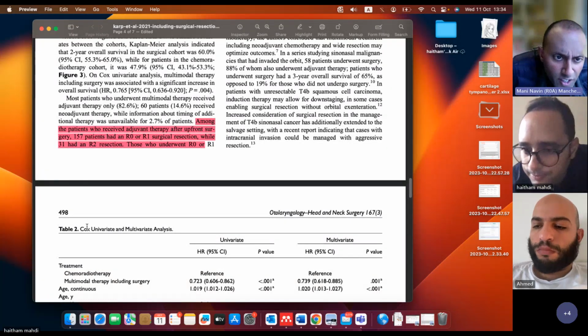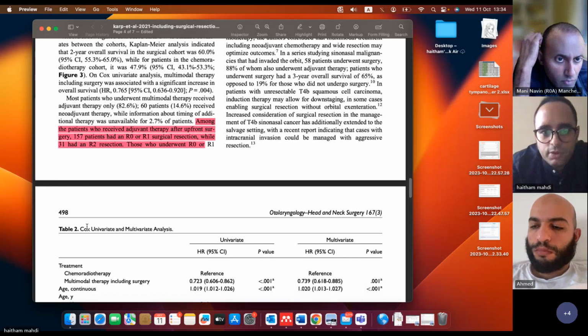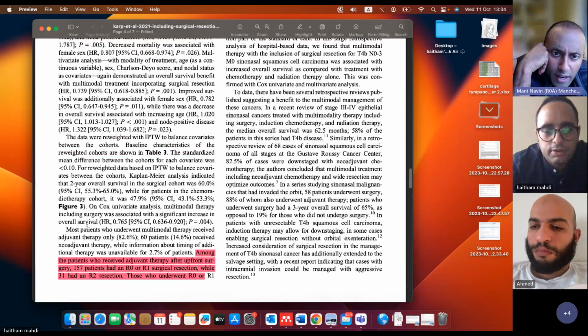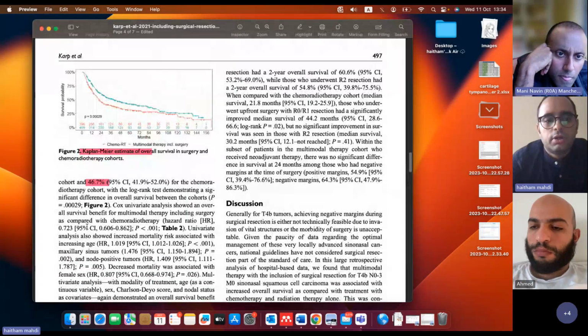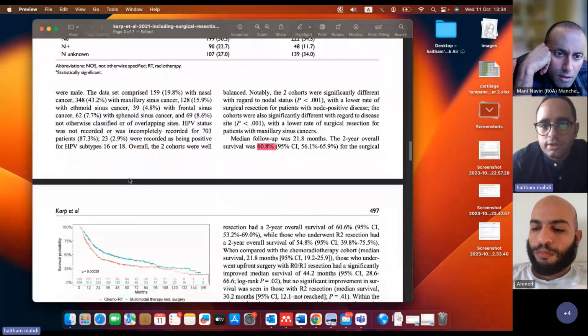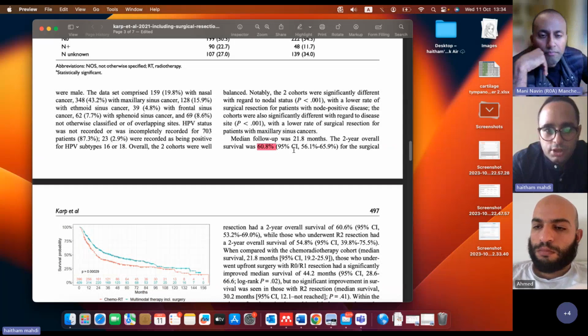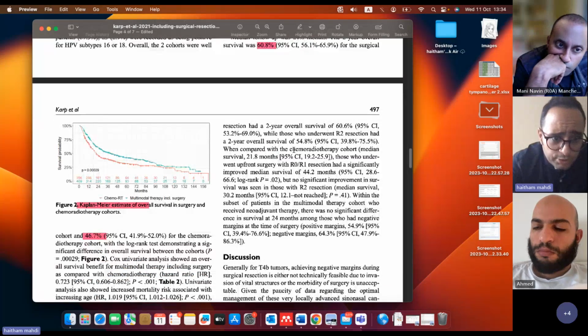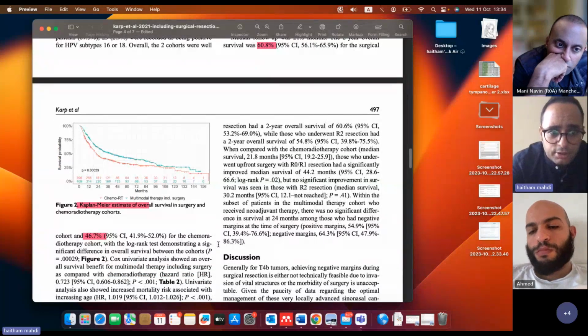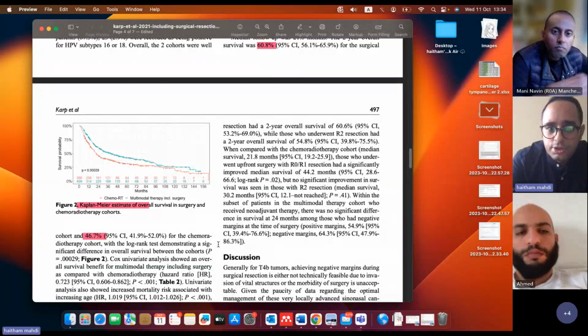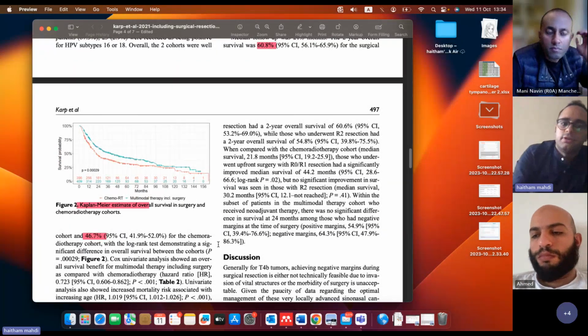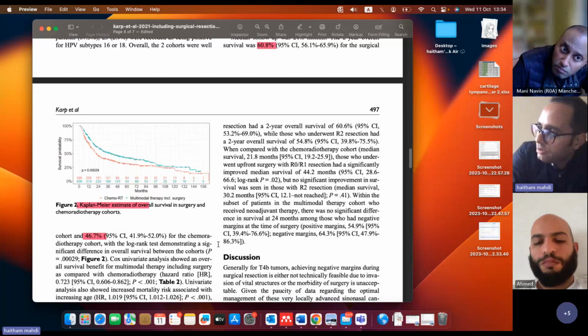Haytham, just tell me those figures again, sorry. Which figures? The figures you just read out for the different cohorts. So yeah, the results showed that the 2-year overall survival was 60.8% with a 95% confidence interval for the surgical arm, compared to 46.7% for the chemoradiation cohort, which is a statistically significant difference in patients who had been treated with surgery.